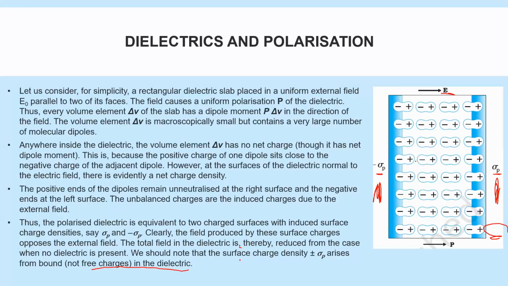So we are going to stop here today. After this, we are going to go into a little more about dielectrics and also capacitance, which we will be covering in the next class.